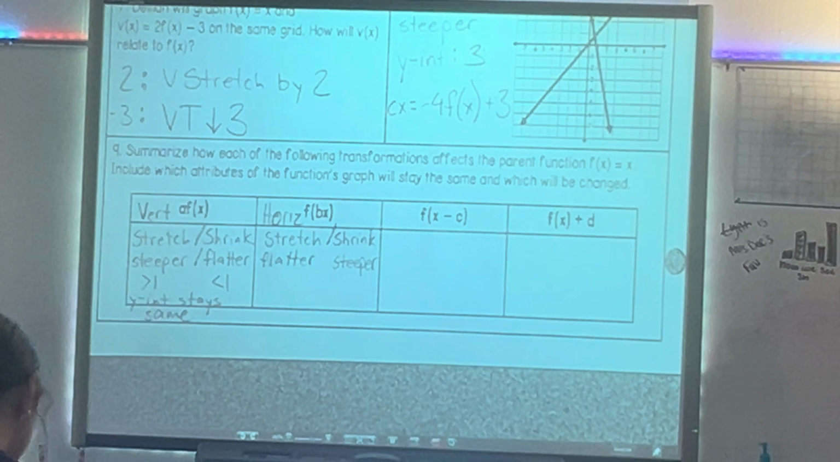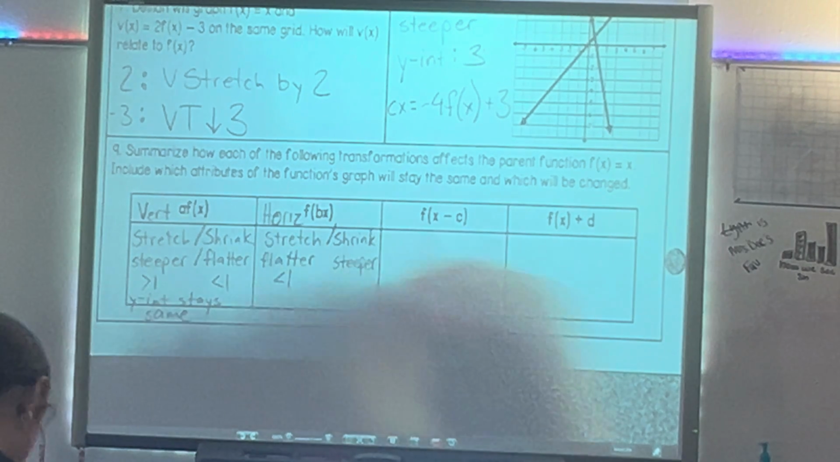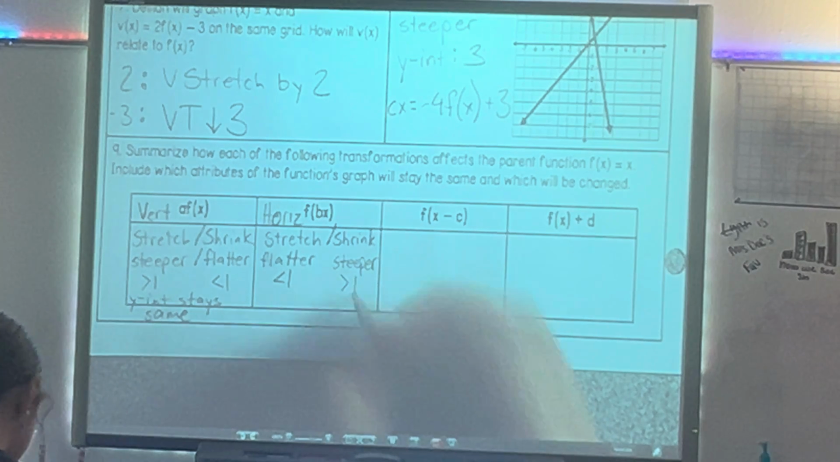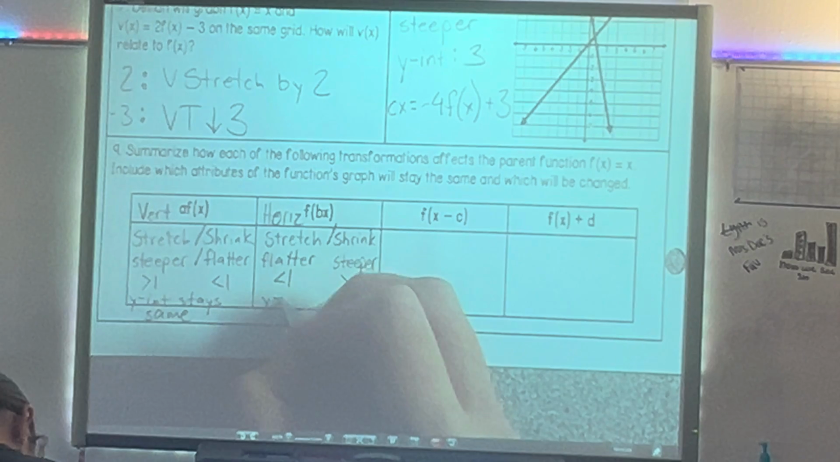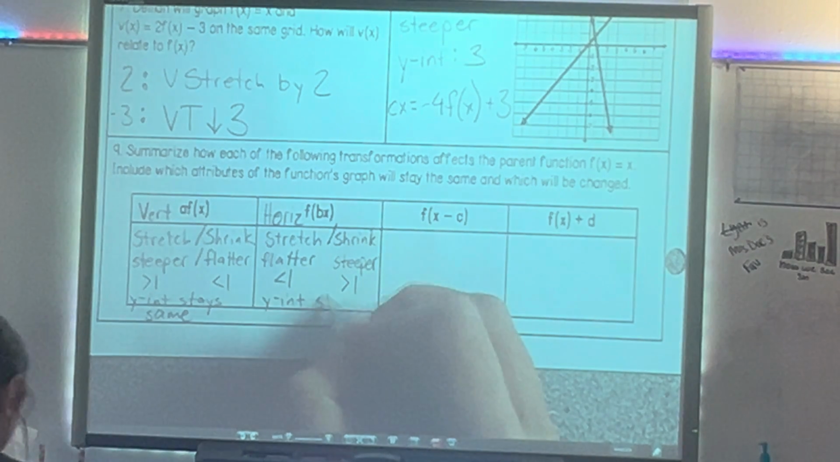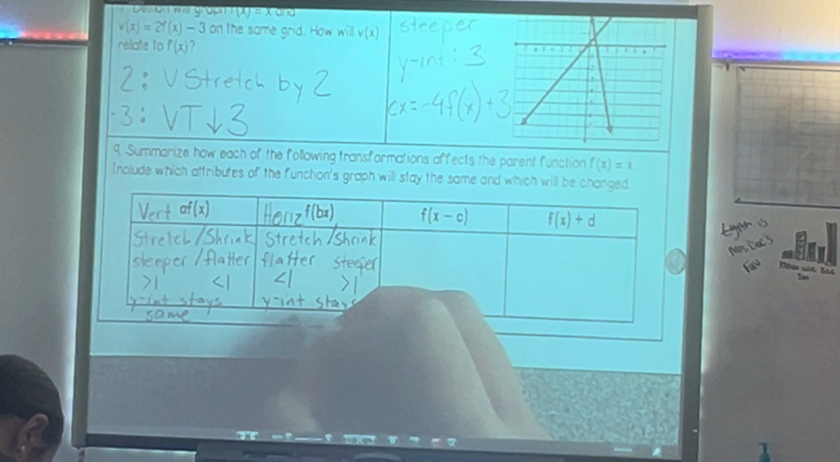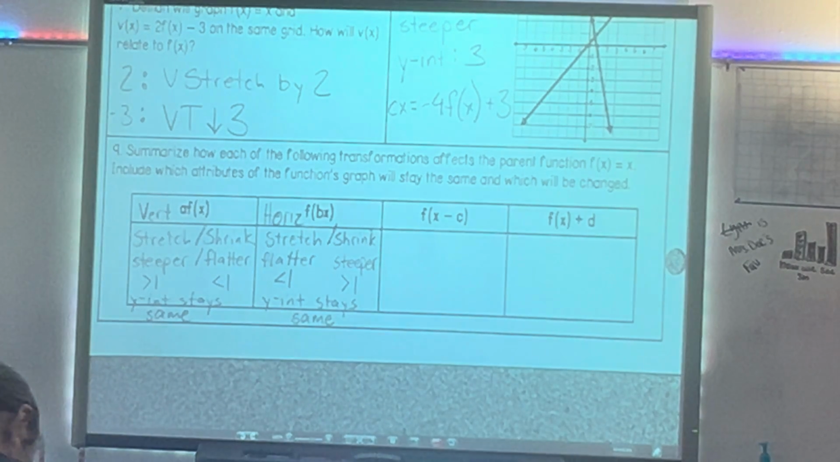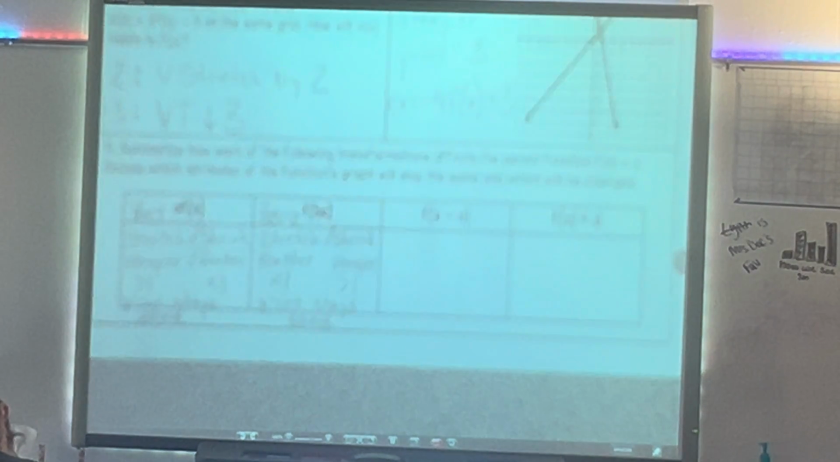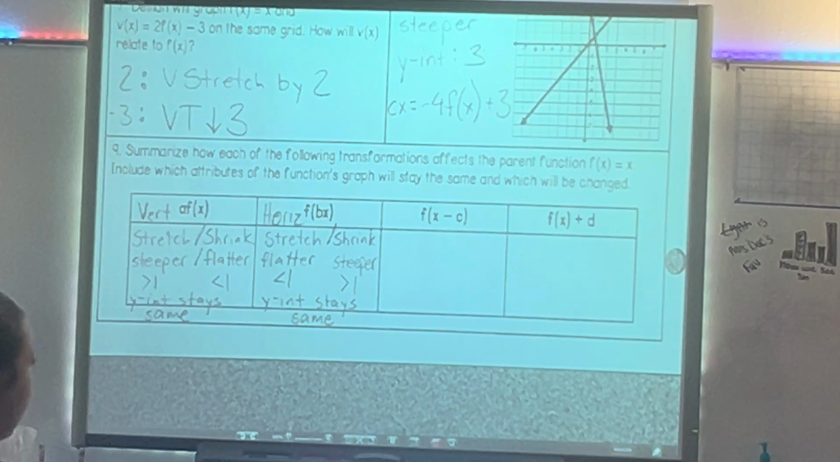If it's a stretch, it was actually less than 1. If it's a shrink, it was greater than 1. Are y'all okay there? Y-intercept here still stays the same. Are we alright with that? So if your y-intercept also moves, then there was more than one transformation. Is everybody alright with that?